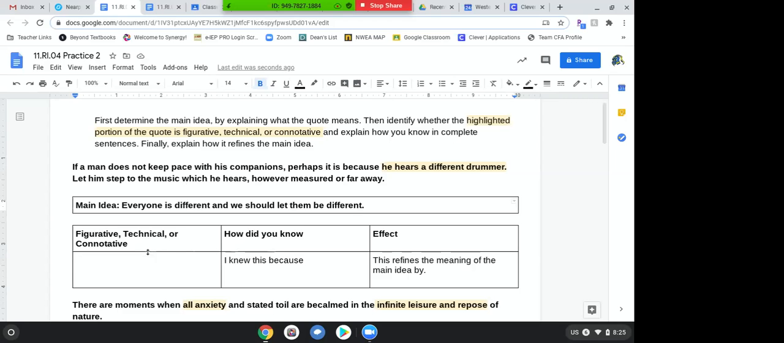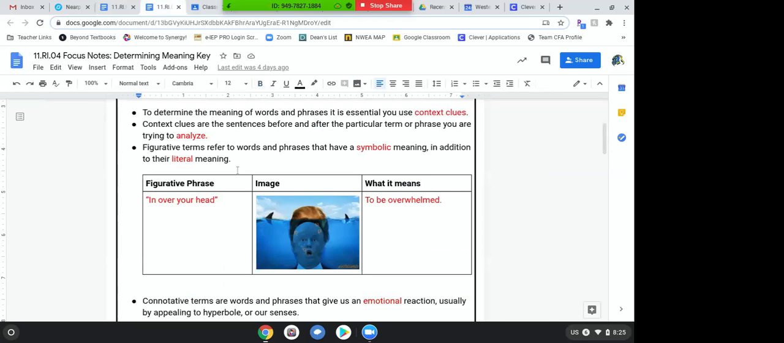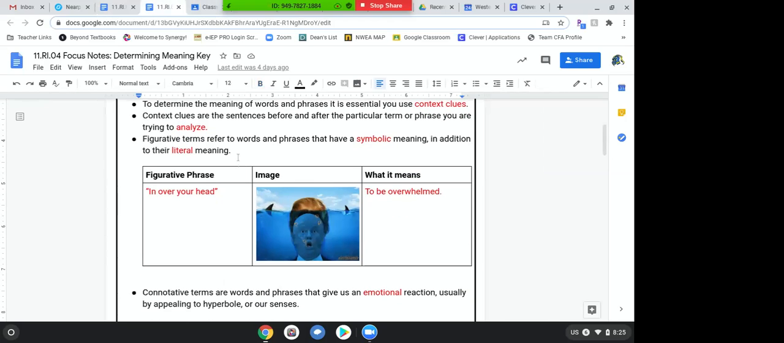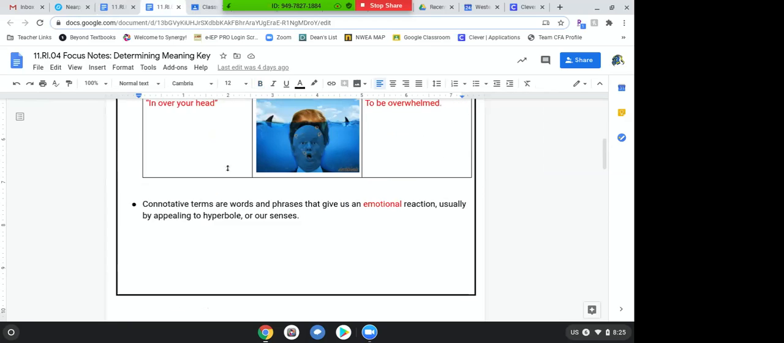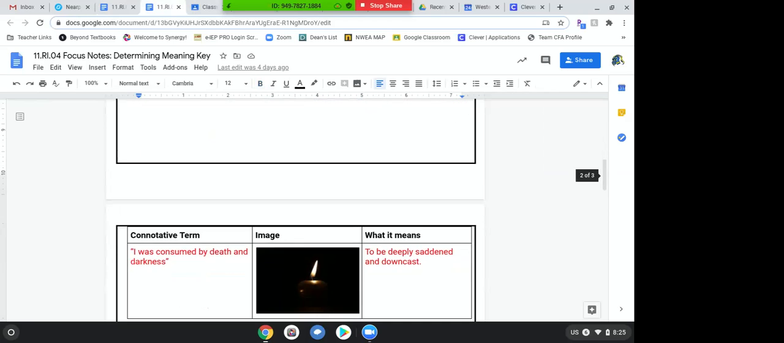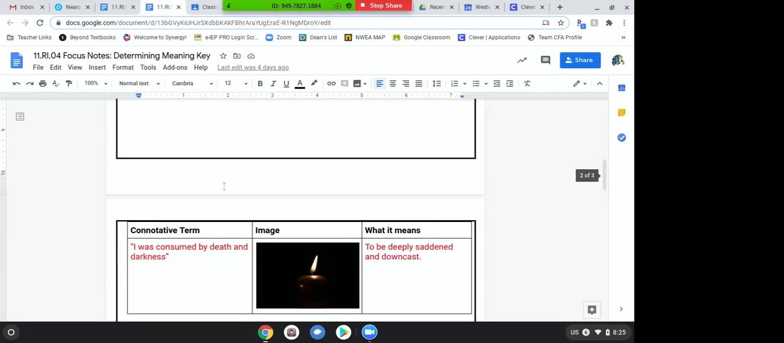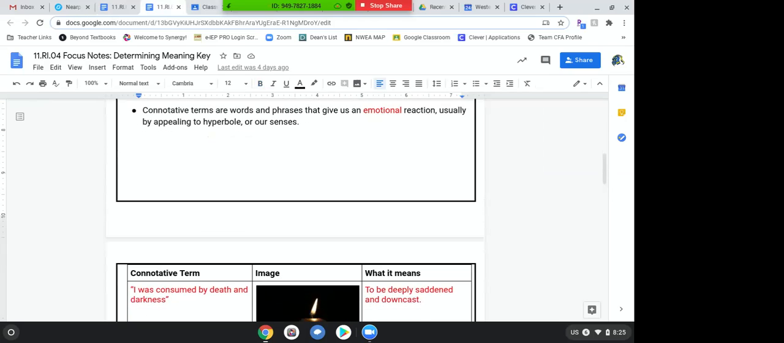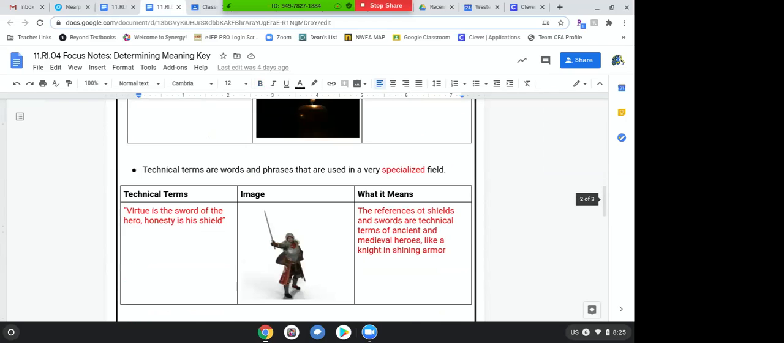Again, looking at my notes, is this a figurative phrase? Is it literal? Or is everybody literally hearing music? No, it's symbolic, so definitely figurative. Is it emotional? Is it exaggerated? Is it really using sensory images? No, so connotative isn't going to be good.